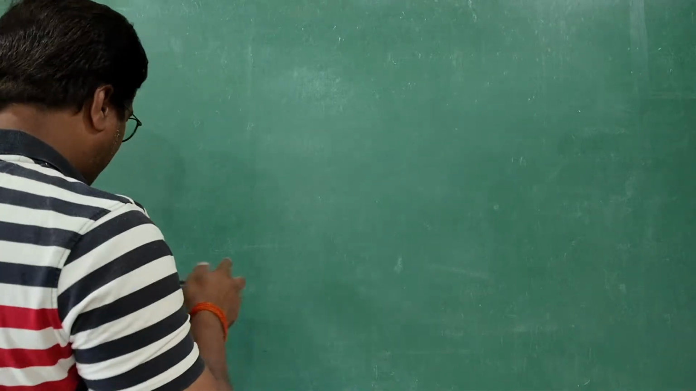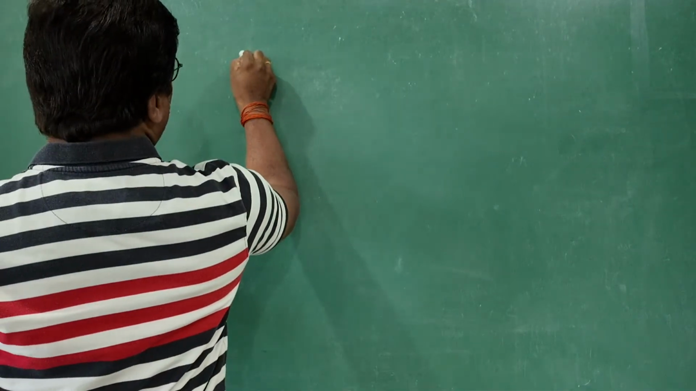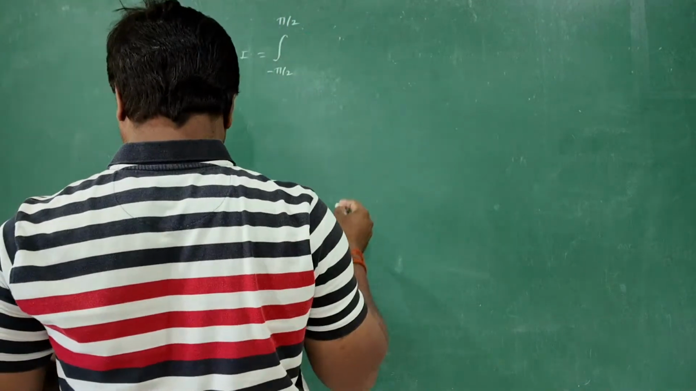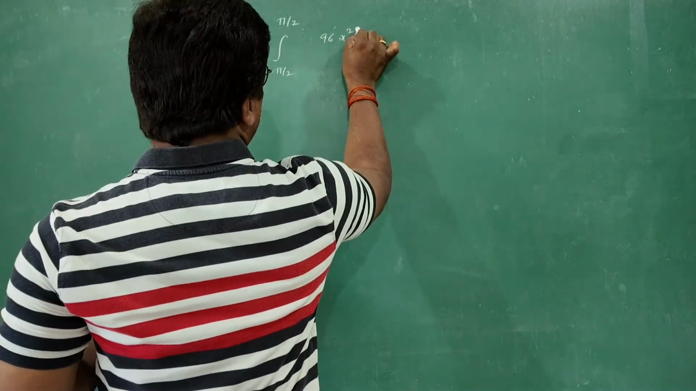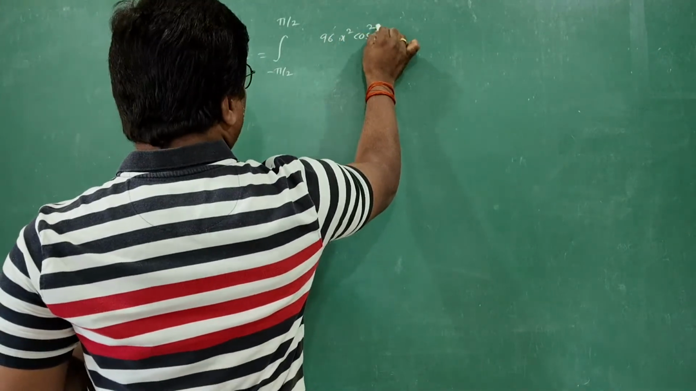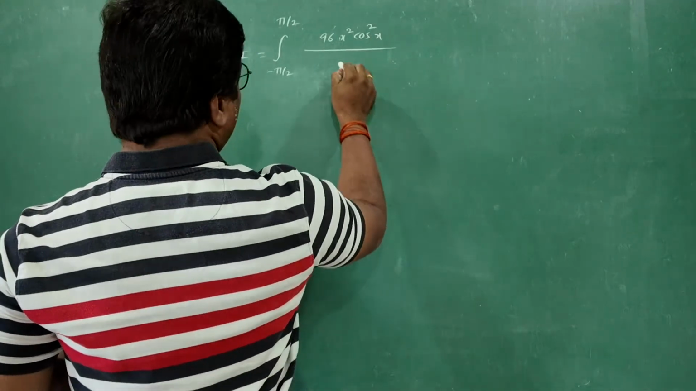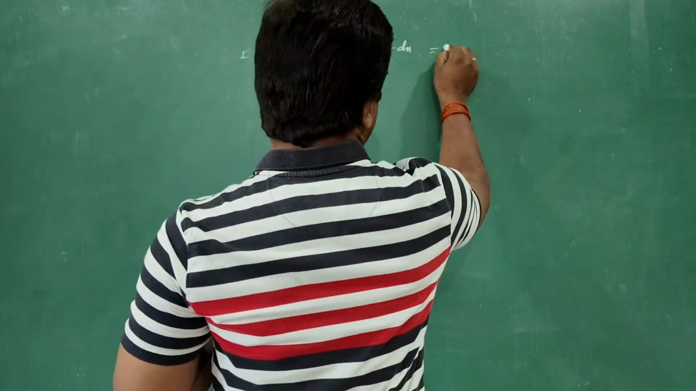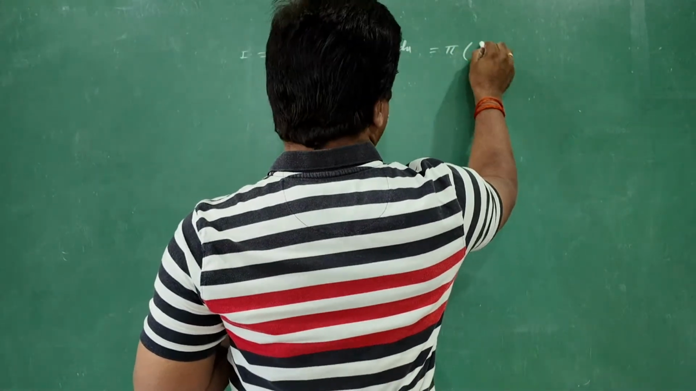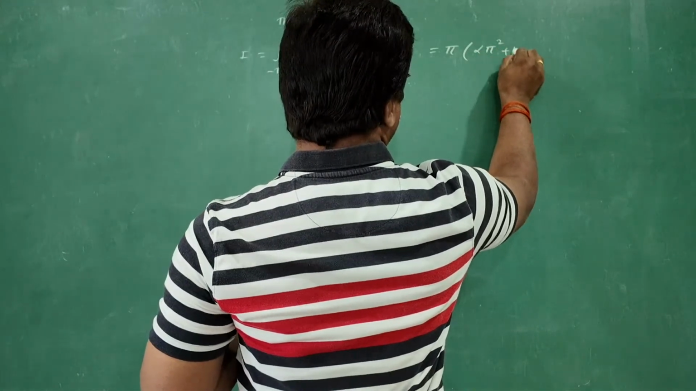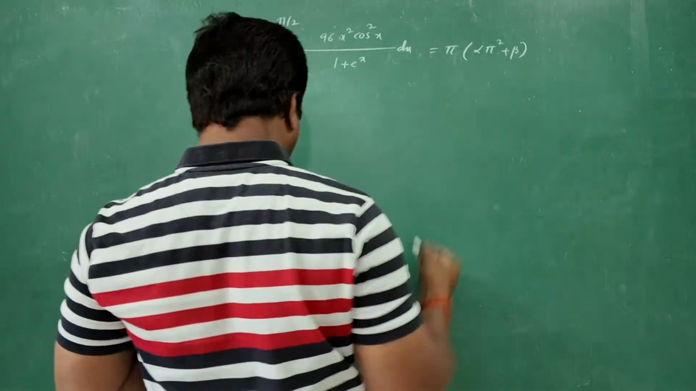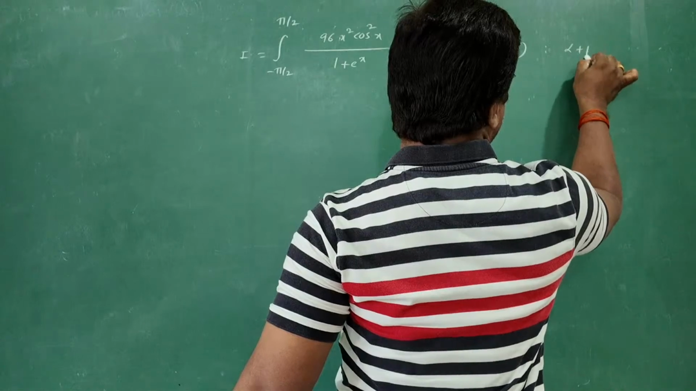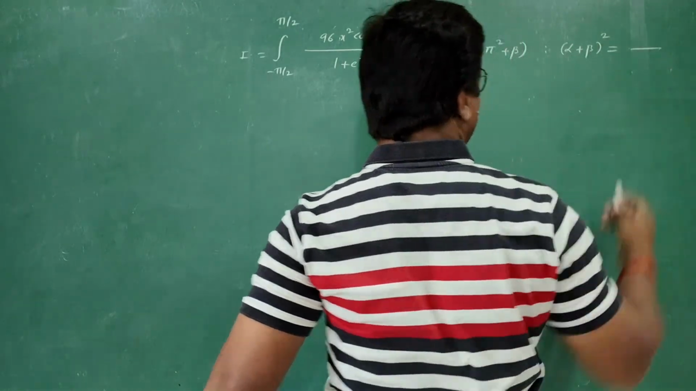Question from the definite integrals topic. Suppose that I equals the integral from minus pi by 2 to pi by 2 of 96 times x square cos square x divided by 1 plus e power x dx. This is given as pi times alpha pi square plus beta. This is given in the question. Then we need to find the value of alpha plus beta whole square. This is the question.